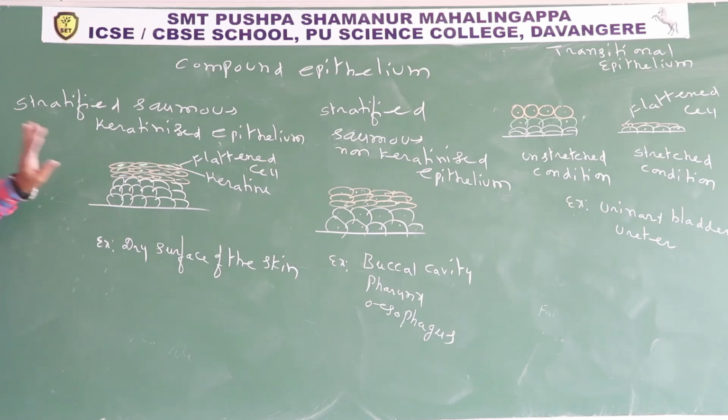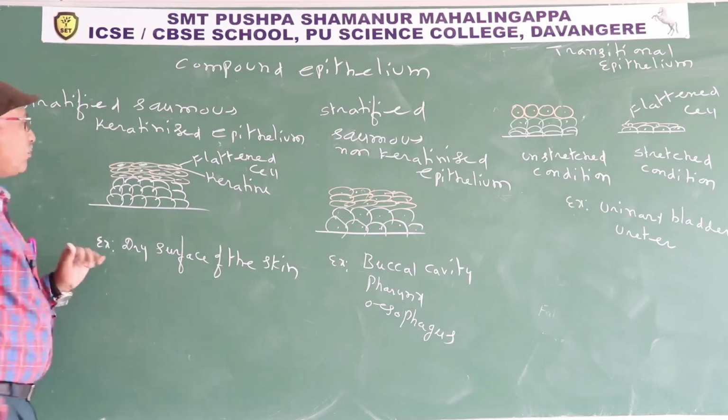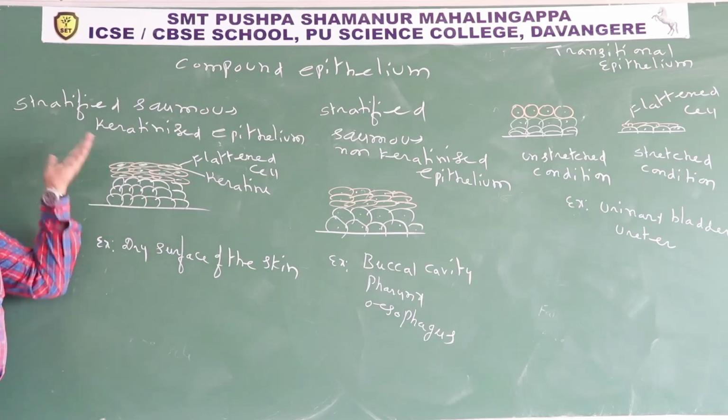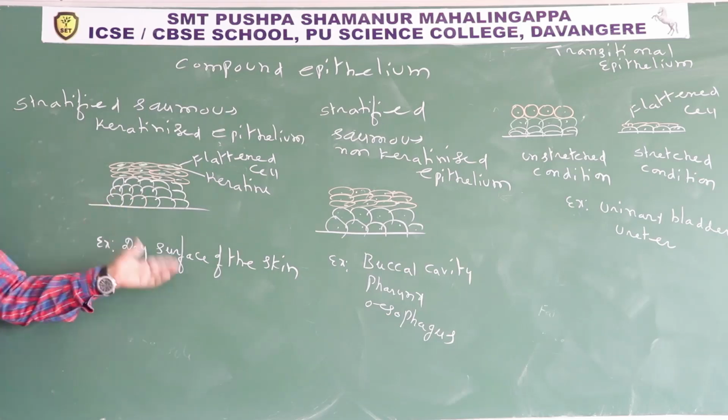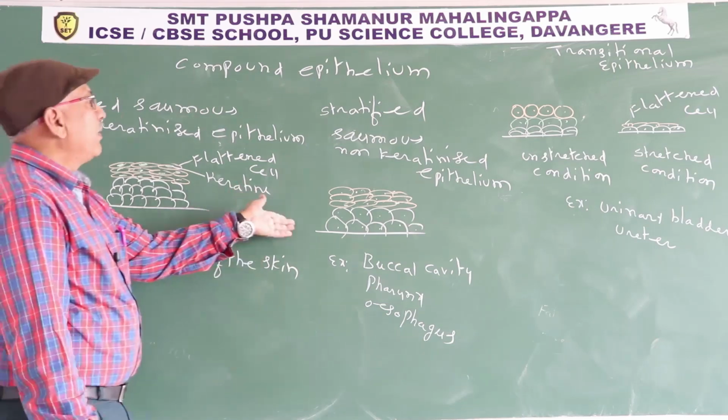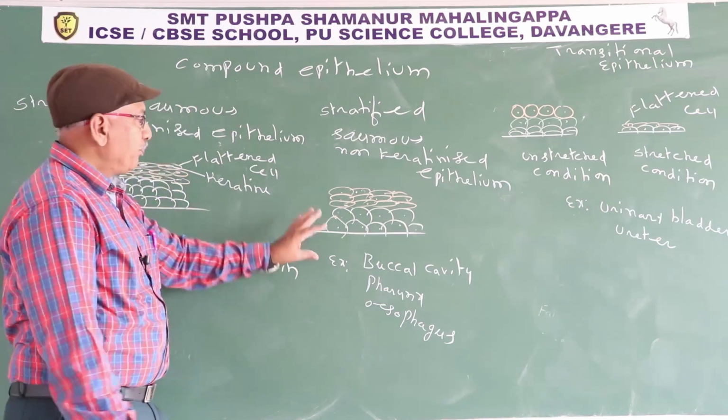Shape of cells present in the outer layer. So due to presence of keratin, it is known as stratified squamous keratinized epithelium, present in the dry surface of the skin. Another type of compound epithelium.